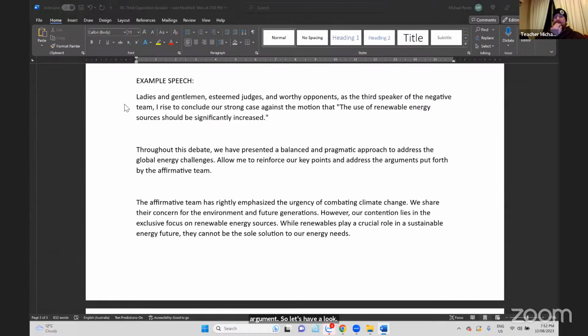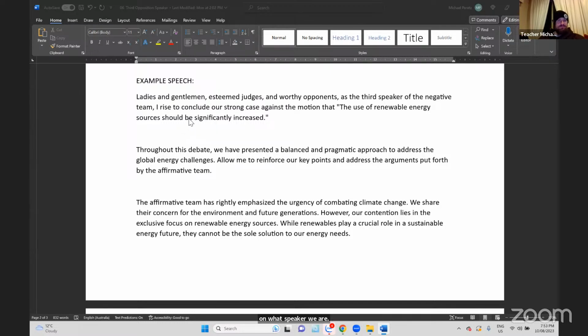So, ladies and gentlemen, esteemed judges and worthy opponents, as the third speaker of the negative team, I rise to conclude our strong case against the motion that the use of renewable energy sources should be significantly increased. So again, perfect introduction there. We know we've politely greeted everybody. We've mentioned what team we're on, what speaker we are, and we've mentioned the motion.